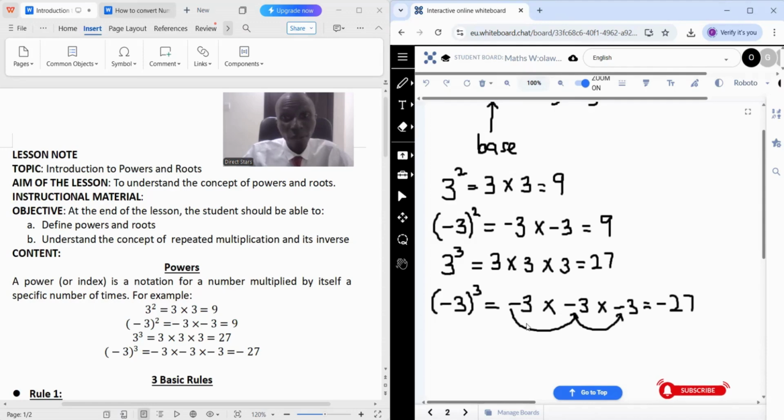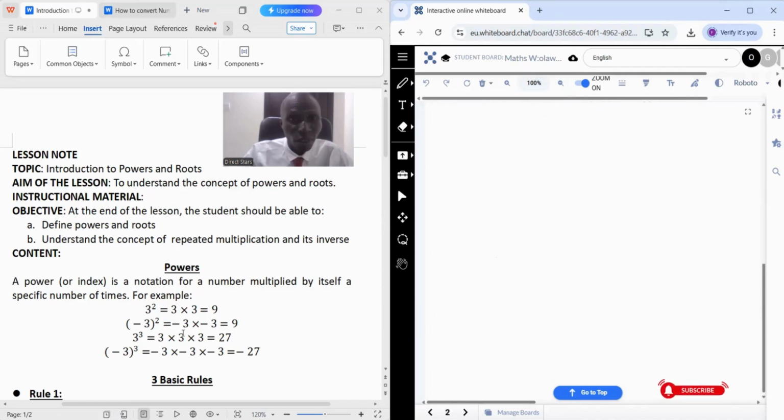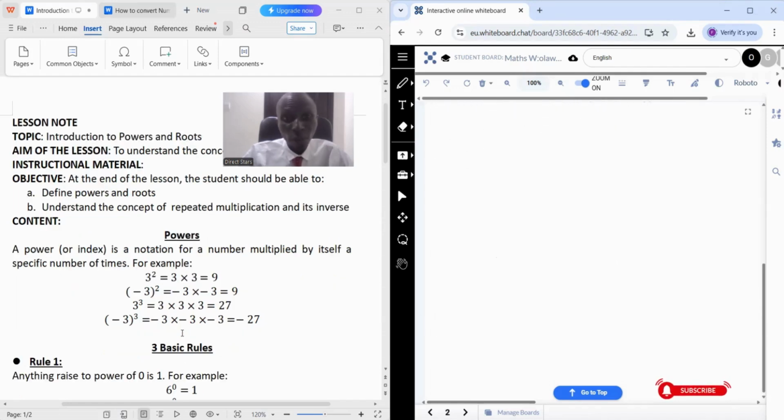So now let's look at 3 basic rules in powers. The first rule that we have here is that anything raised to the power of 0 is 1. Any number, any variable raised to the power of 0, we're going to have it to be 1. So here we have 6. If you have 6 raised to the power 0, the base is 6, the power is 0. Because the power is 0, we're going to have this to be 1.